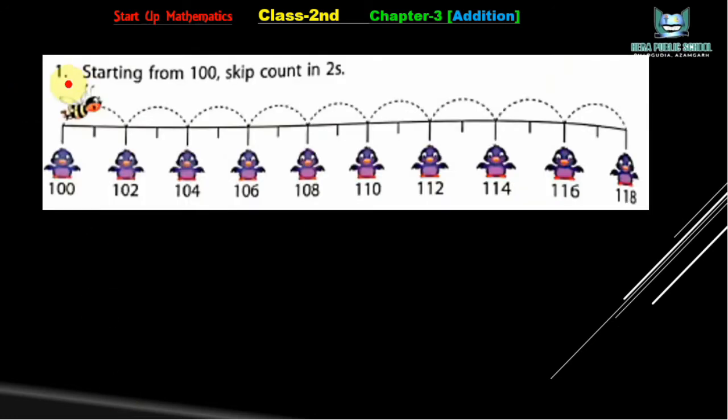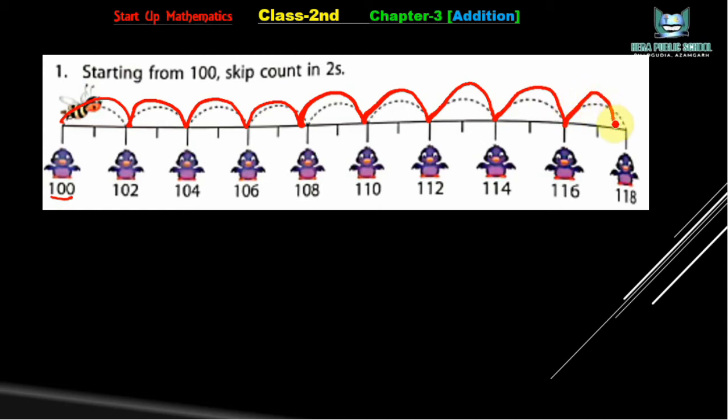Clear? Starting from 100, skip counting in 2s. So 100 and the next number will be 102, 104, 106, 108, 110, 112, 114, 116, 118. So the difference between the first number and second number is 2. So this is called skip counting in 2s.